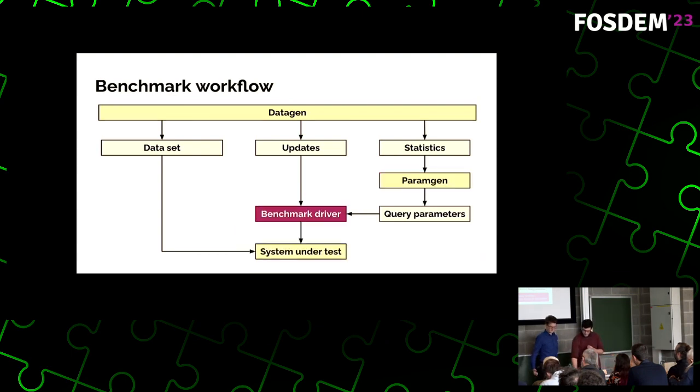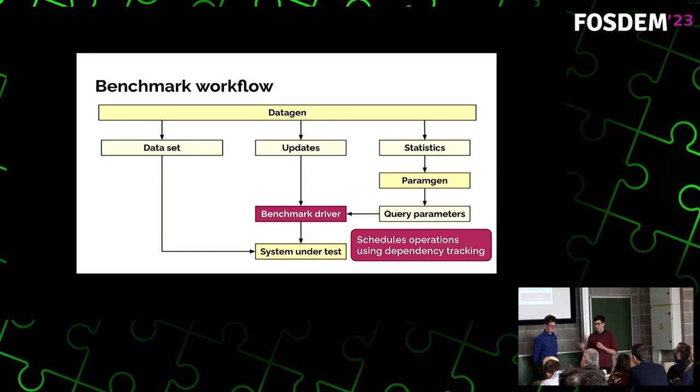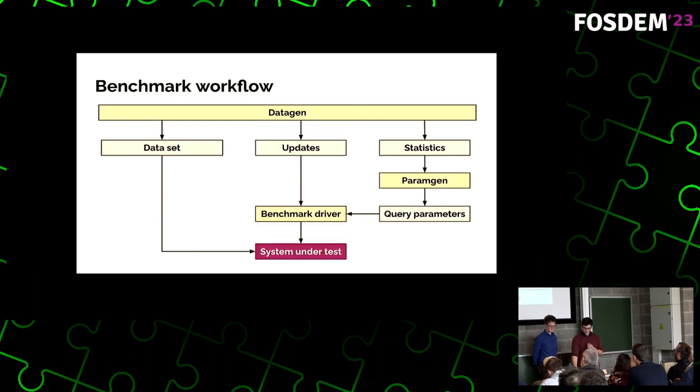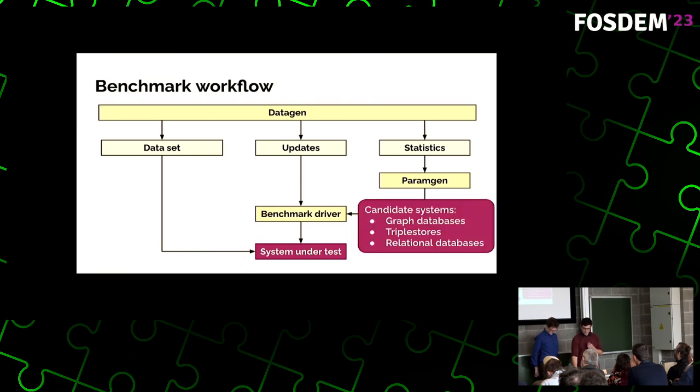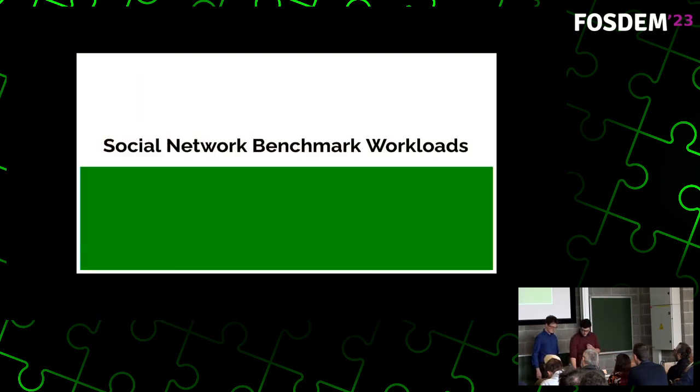from the network. And then we have a benchmark driver which schedules these operations and ensures that they can be executed using dependency tracking. And this is especially important when executing the operations concurrently. And lastly, we have the system under test, where we have, for example, graph databases, triple stores, or relational databases. And now Gábor will go further into the workloads.